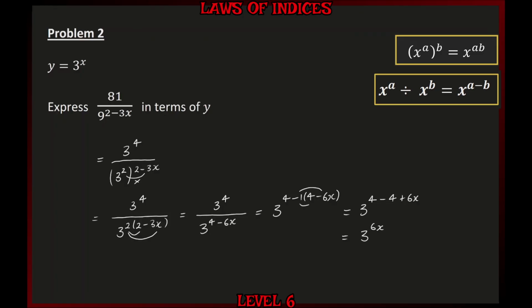Now we'd like to write this in terms of y, and y is equal to 3 to the power of x. Now using our power law in reverse this time, we can rewrite 3 to the power of 6x as 3 to the power of x raised to the power of 6. And since 3 to the power of x is equal to y, this can finally be written as y to the power of 6. And that's our final answer for problem 2.